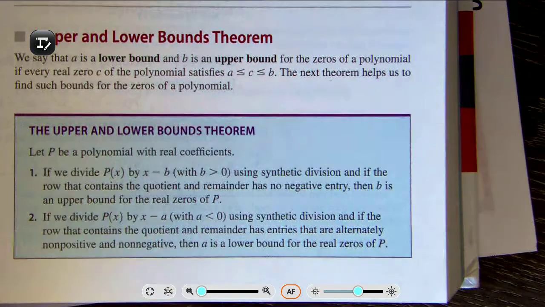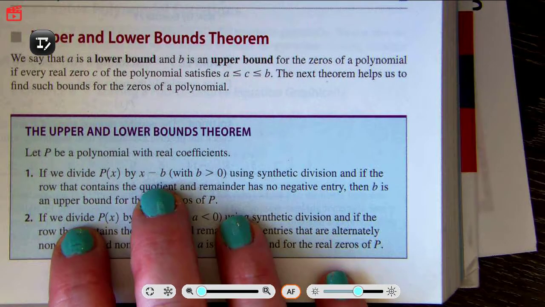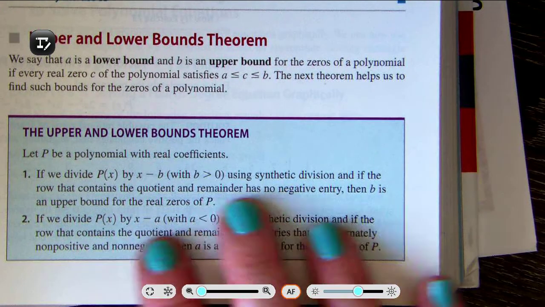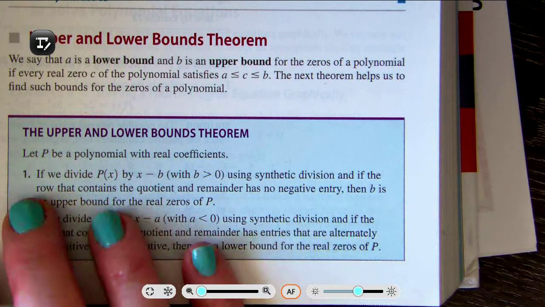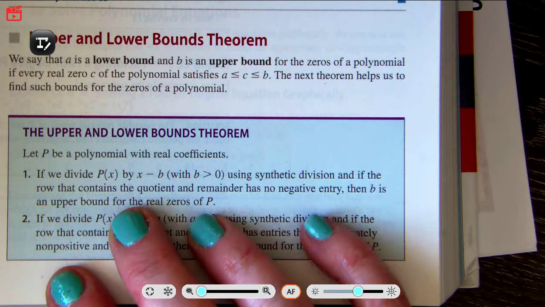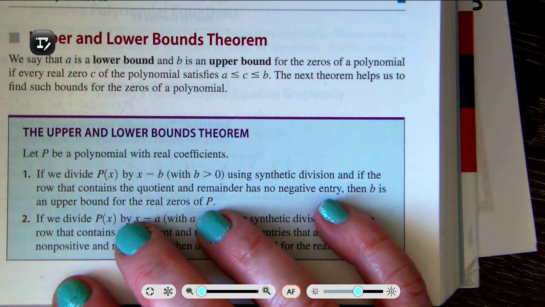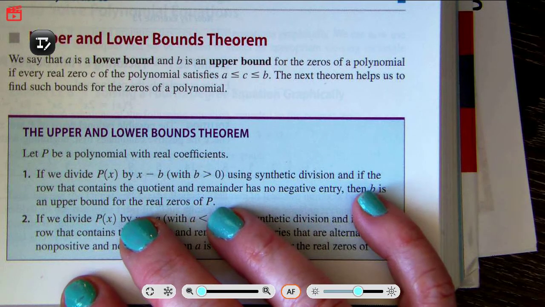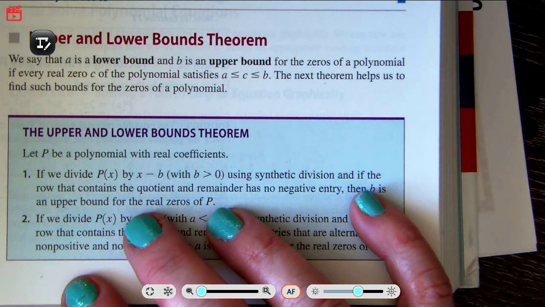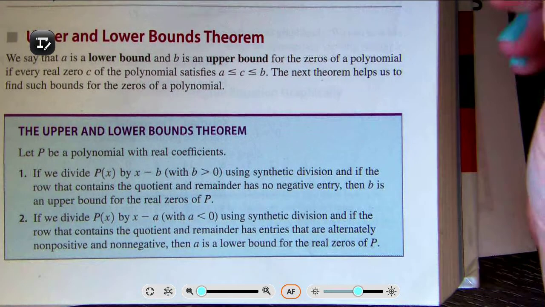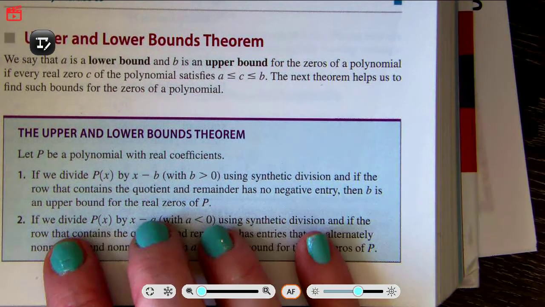So if we divide a polynomial by x minus b, where b is greater than 0, so 7, 5, 3, whatever, using synthetic division, and that very last row that we get has no negatives, absolutely no negatives, then b is going to be an upper bound for our zeros. In other words, our polynomial is going to be going up from that point on.